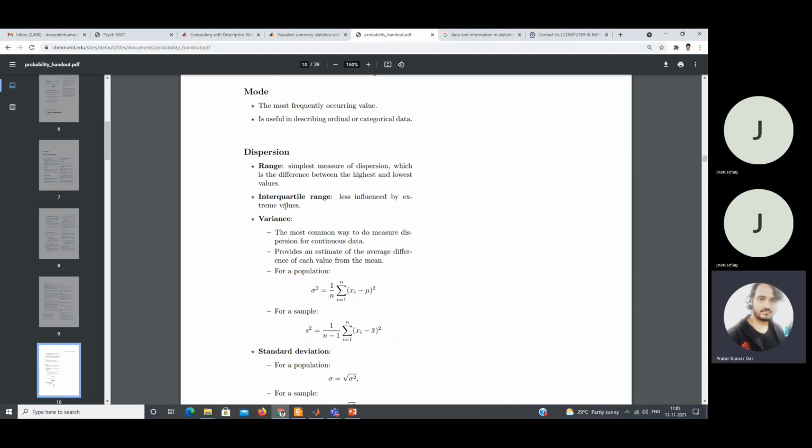So for dispersion, we have these basic 4 methods. One is range. Range is a very simple method. It is the difference between your highest value and lowest value. So how can you calculate the range of your data? You just calculate the highest value minus the lowest value. Suppose your highest value is 90, lowest value is 10. So your range is 80. So you can get the idea that your values are scattered between 10 to 90.